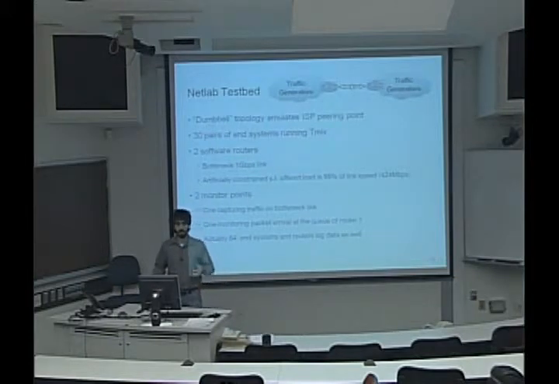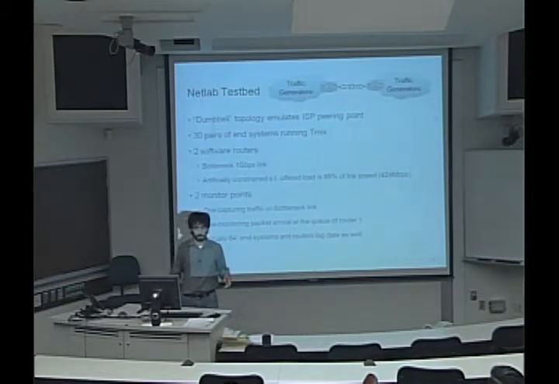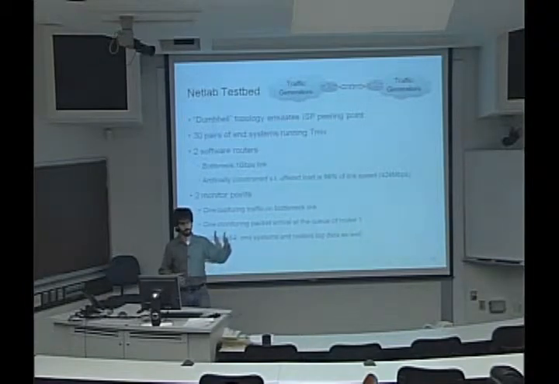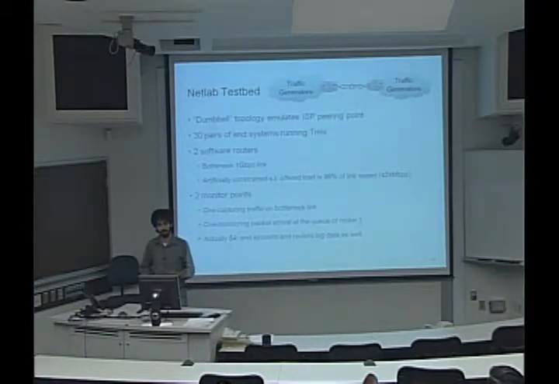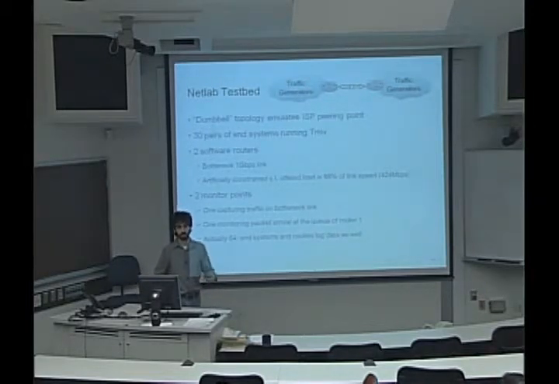There are a couple of points at which we monitor the experiment. One is right in between these two routers, and another is in between one pair of end systems and one router, so we can get information about packet arrivals at the queue. Actually, there are a bunch of points where we monitor this whole experiment, because each end system is performing its own monitoring, and each router is performing logging as well.